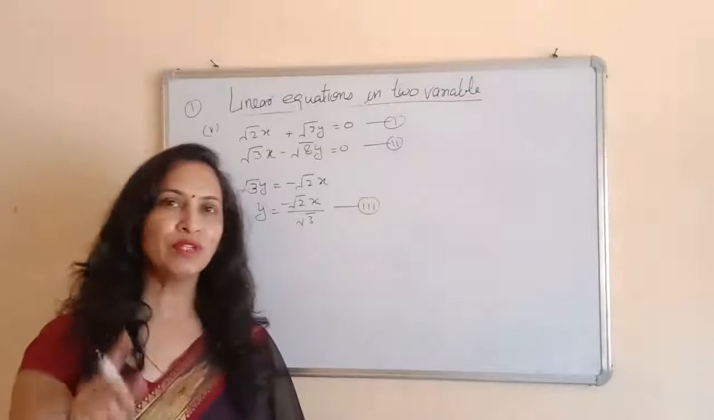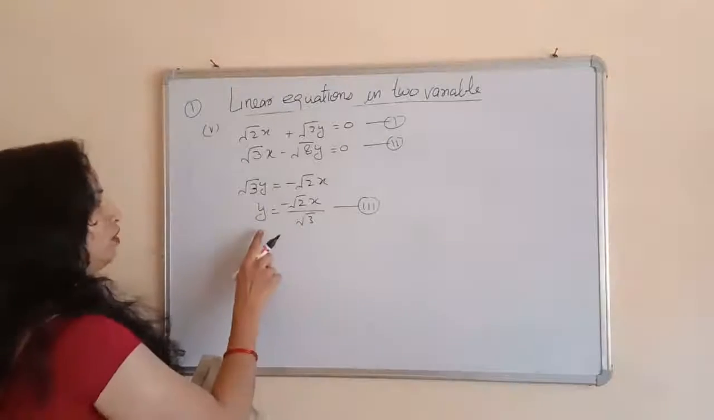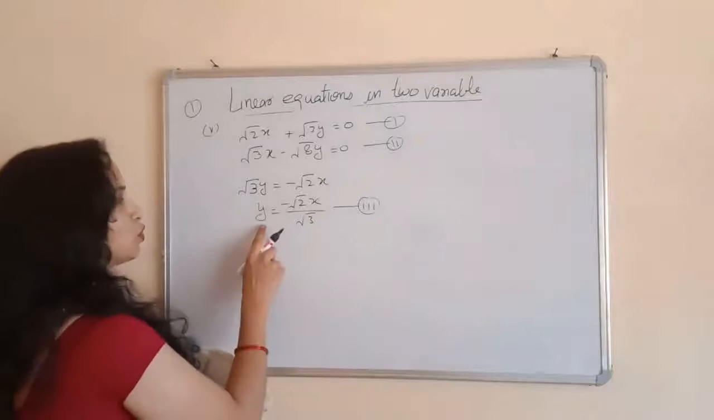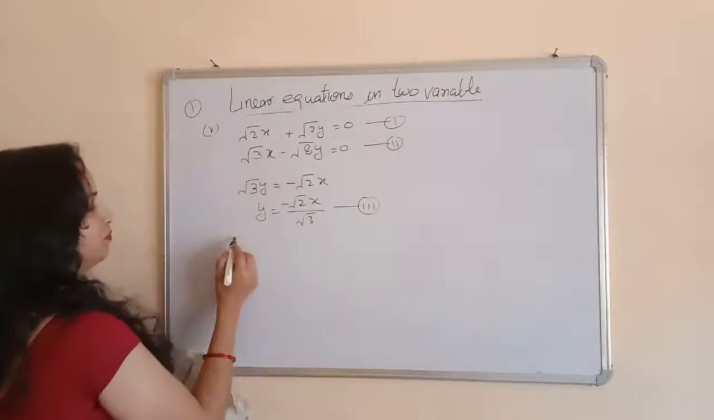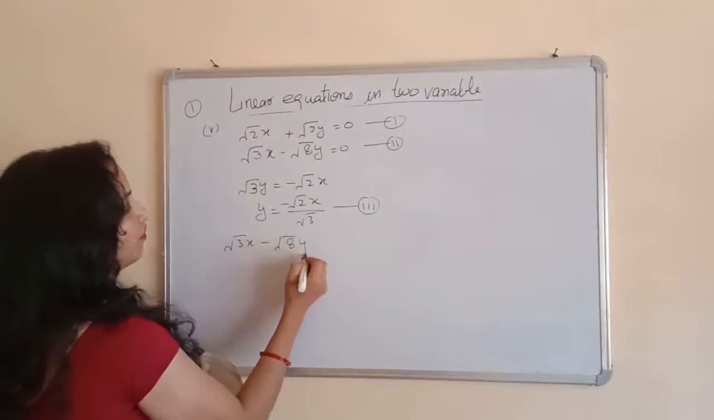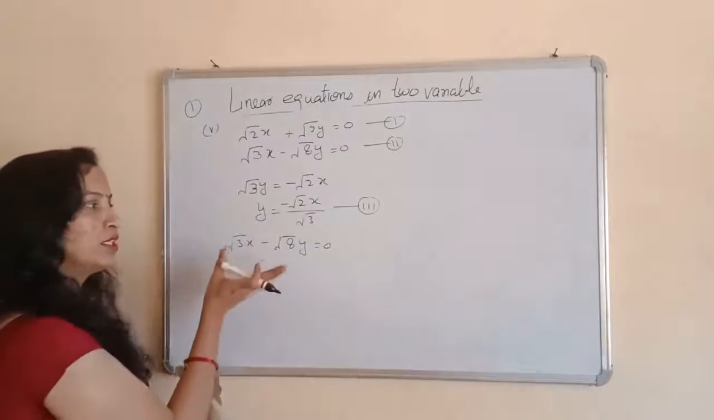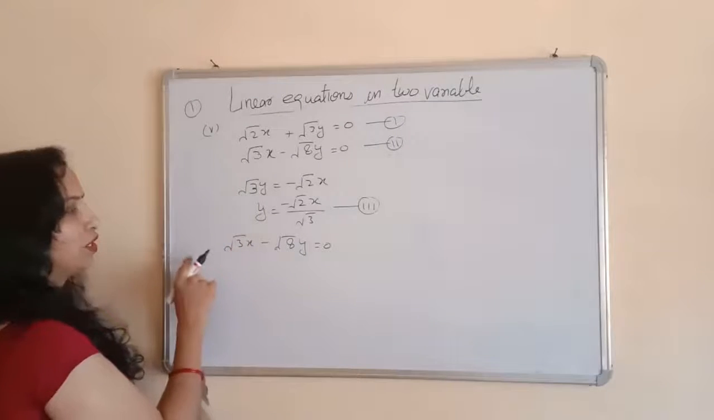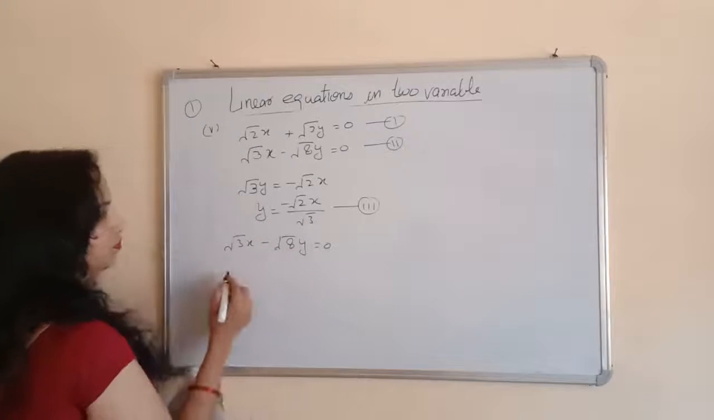So from one of the equations you will find the value of one of the variables, either x or y. So this is the value of y. Now we will put this value of y in equation second. Equation second is root 3x minus under root 8y is equal to 0. So now we are going to put the value of y in equation second. So you can write here, by putting the value of y in equation second.